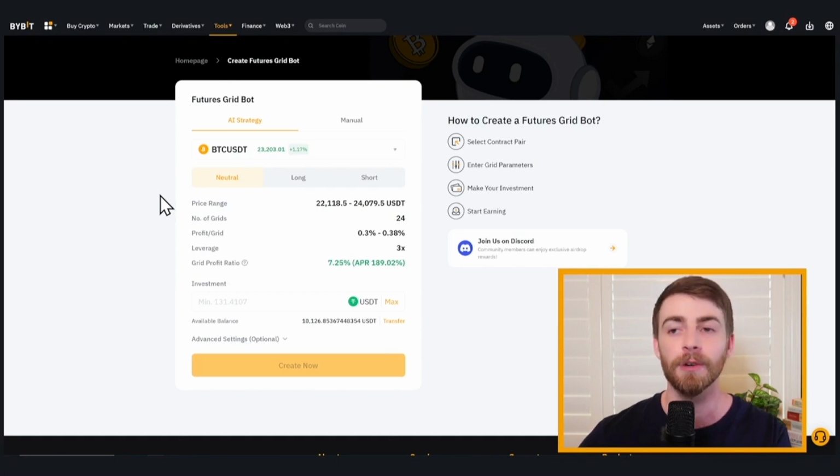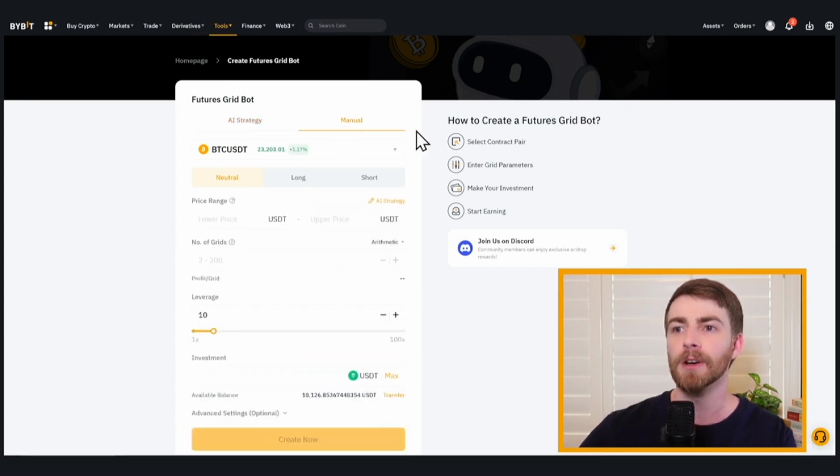The neutral strategy will profit whenever it trades in either direction. So starting from 23,000, if we move higher, we're going to trade long, and if we move lower, we're going to trade short. So we can get the best of both worlds. Now, again, this is under AI strategy, but we're going to figure out the manual settings first, and we'll have a perfect understanding of the AI strategy settings. So let's go to manual.